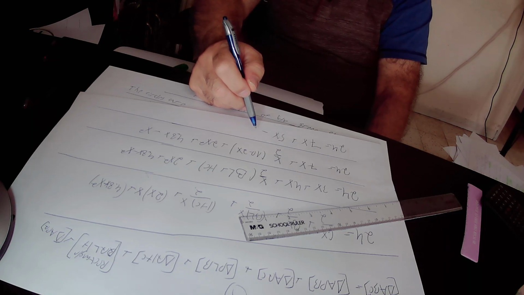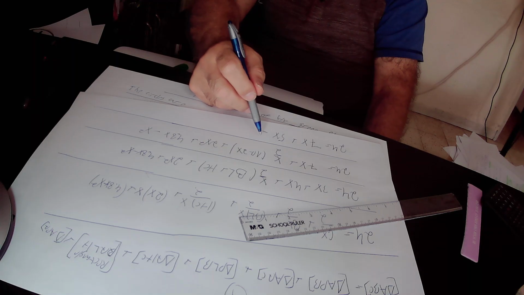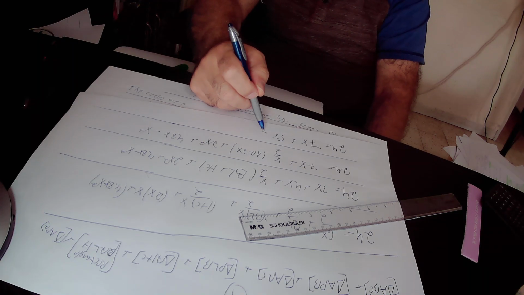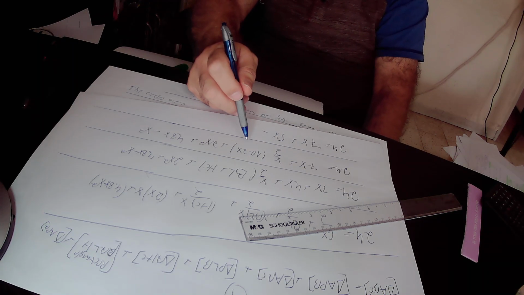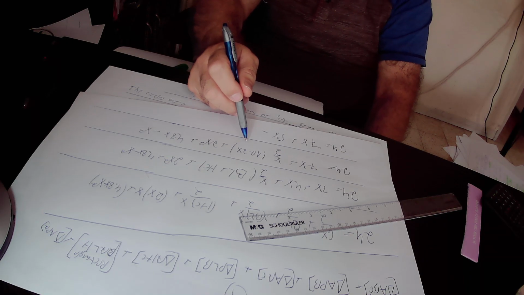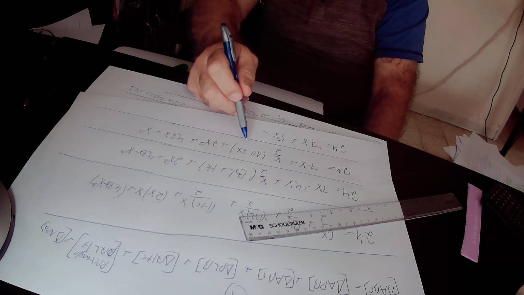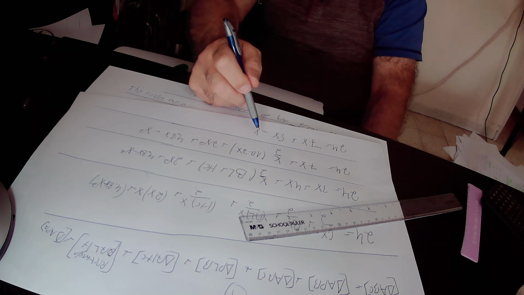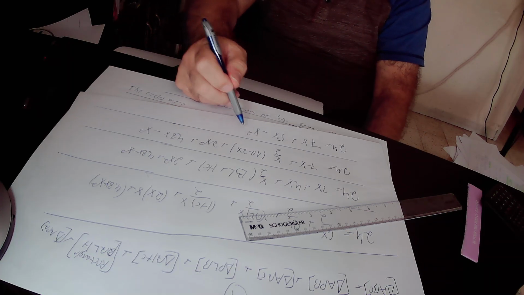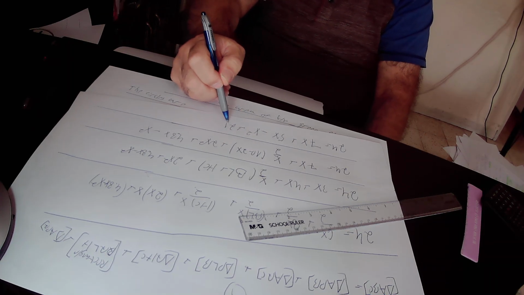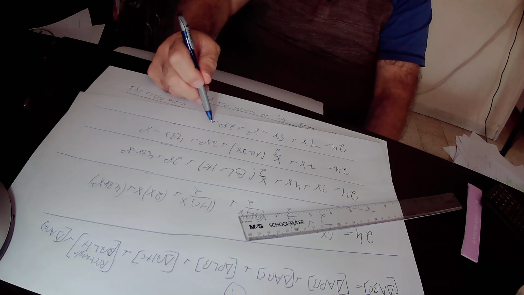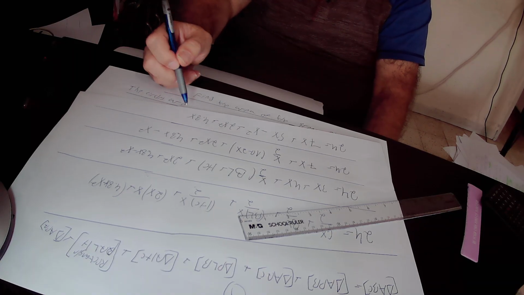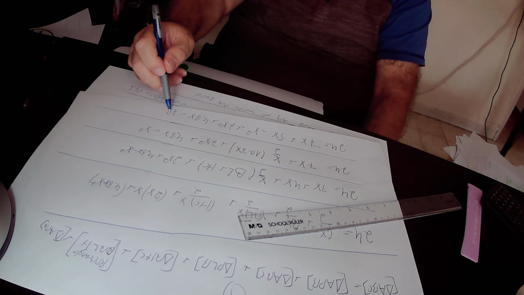Minus x over 2 times x, plus x over 2 times minus 2x, it is minus 2x squared over 2, that is minus x squared. Again, minus 2x squared over 2 is minus x squared, plus 2x squared, plus 4.8x, minus x squared.